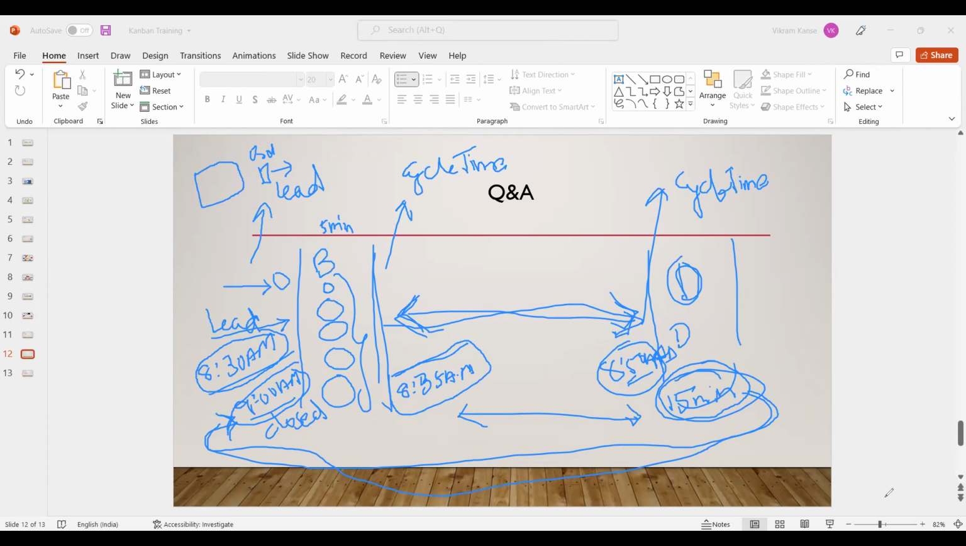All right, next question says, what is the difference between WIP limit versus batch sizes?